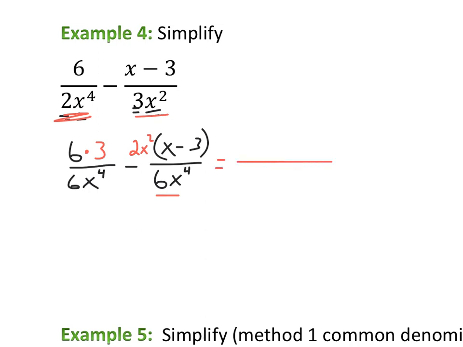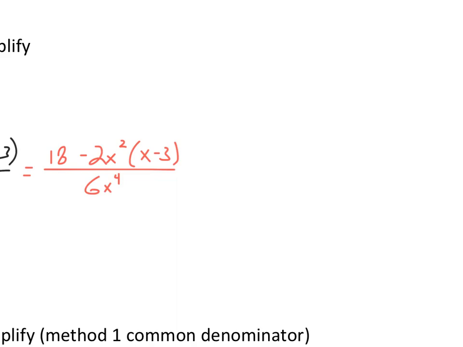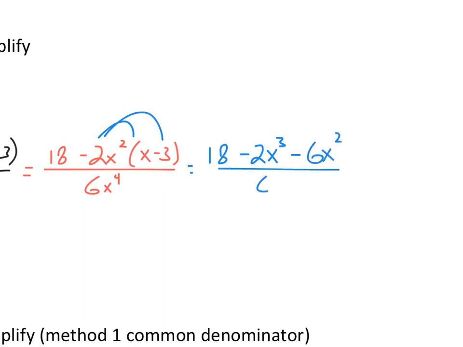Next, I'll write it as one fraction, just like I have been. And I'm actually going to do this multiplication here this time. 18 minus 2x squared times x minus 3 over 6x to the 4th. If I continue to simplify the top, I'll have to distribute. So 18 minus 2x to the 3rd minus 6x squared over 6x to the 4th.